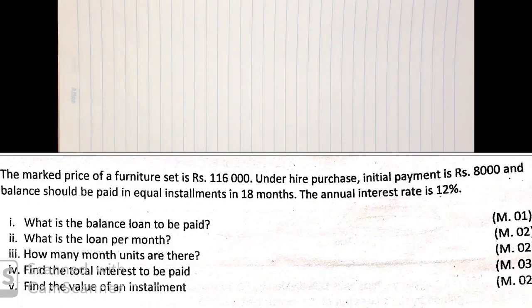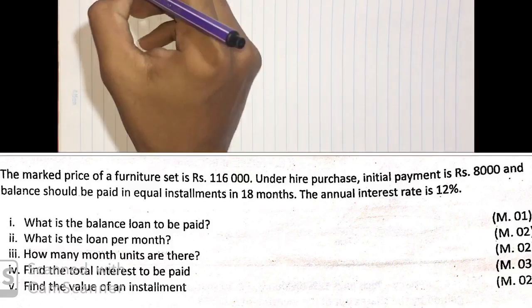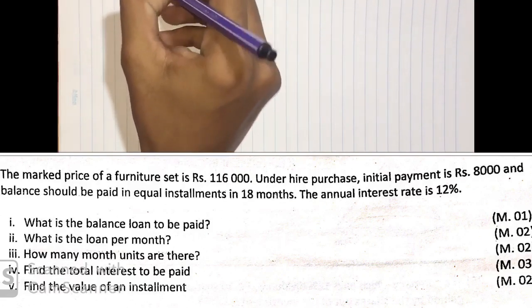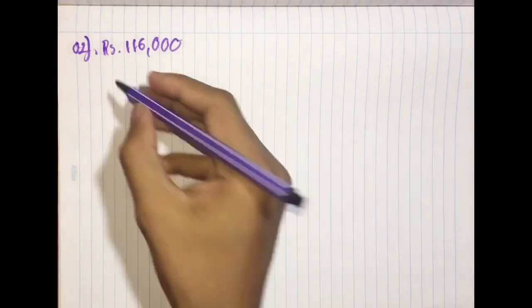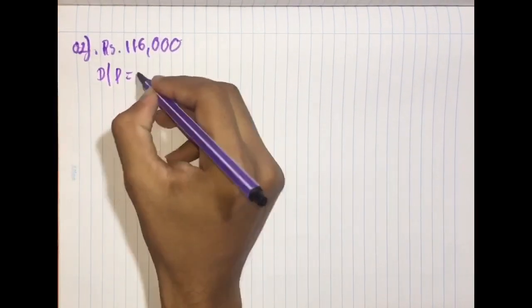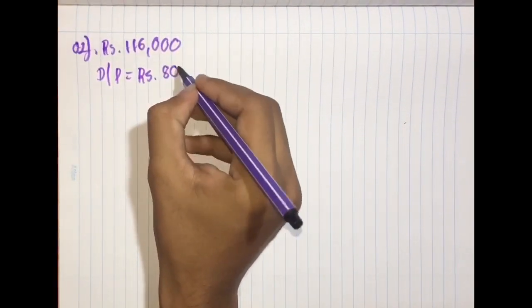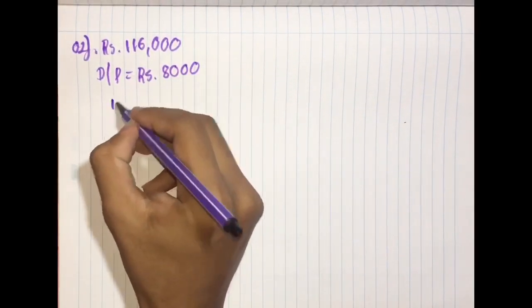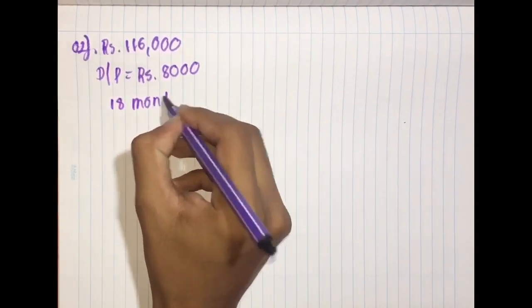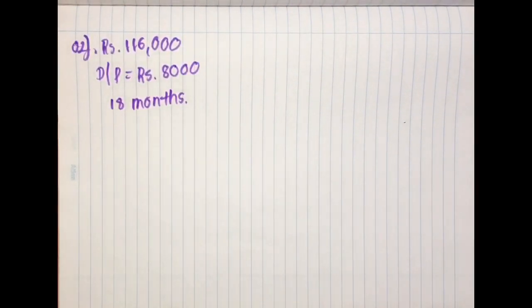Second one, the question is: the mark price of a furniture set is 116,000. This is the mark price of a furniture set, say in a shop it is marked as this. Now under hire purchase, initial payment of 8,000 and the balance should be paid in equal installments in 18 months. Now the down payment is they have to only pay 8,000 and they can bring the furniture home. Understand? And it should be paid in how many months? The balance should be paid in 18 installments. Okay.